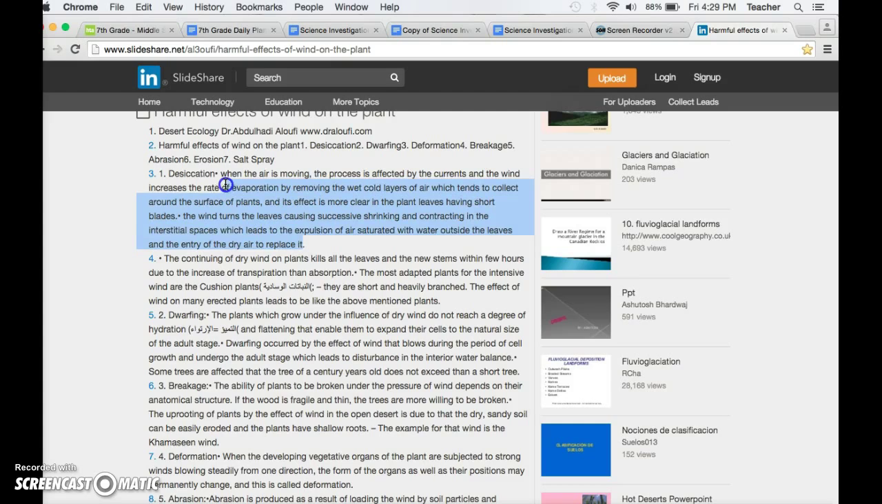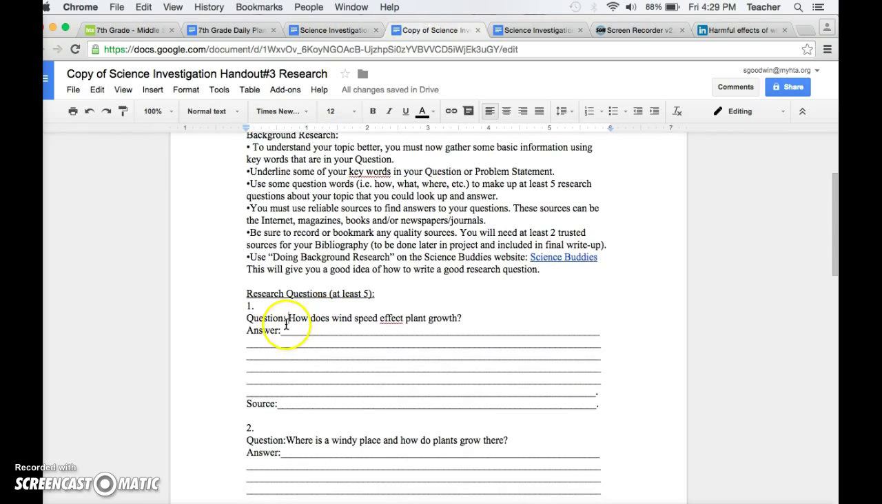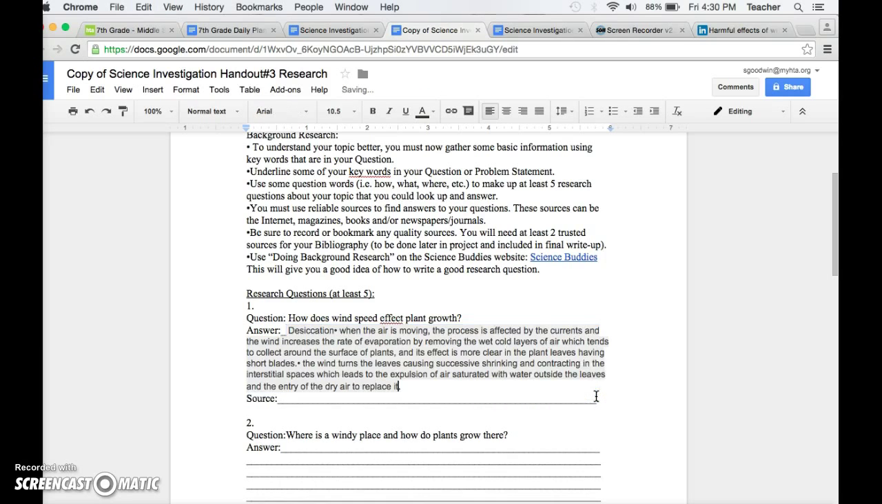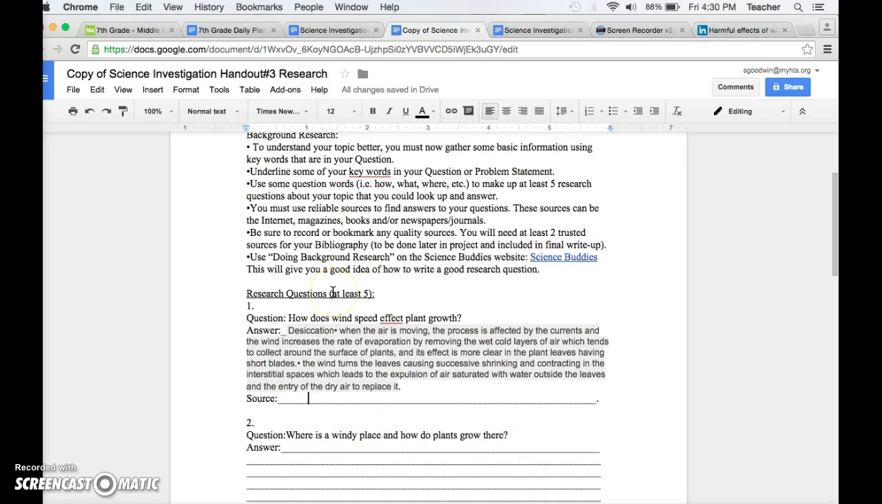Okay, I'm going to go ahead and copy and paste this into my handout number 3. Let me make sure I have it, so this is my copy of the background research. I'm going to put that answer here. And then I can say the source is basically slideshare.net. I don't need to write any more than that at this point.